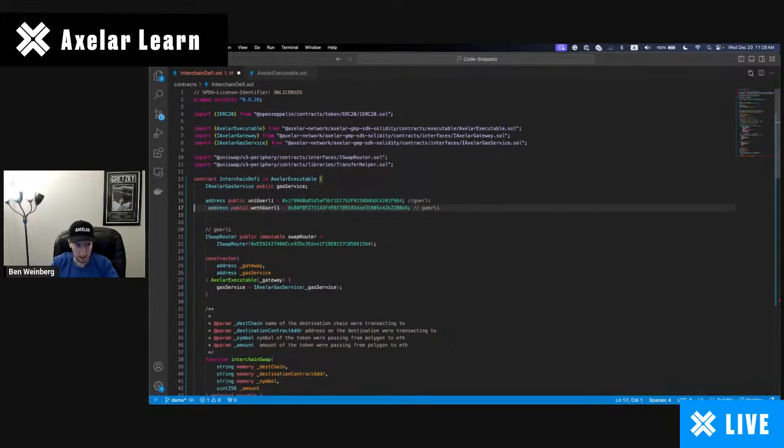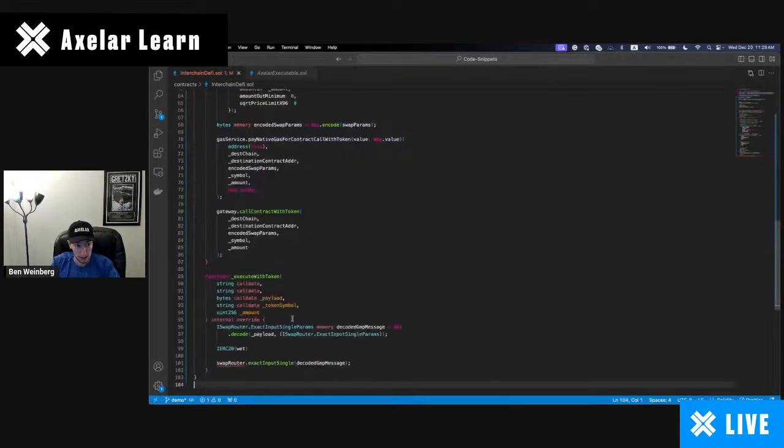This is the address of the WETH token on Goerli. Let's actually, with WETH Goerli, approve our swap router to swap this on our behalf. And we're going to be telling it to swap. We're going to be approving the specified amount that we received.